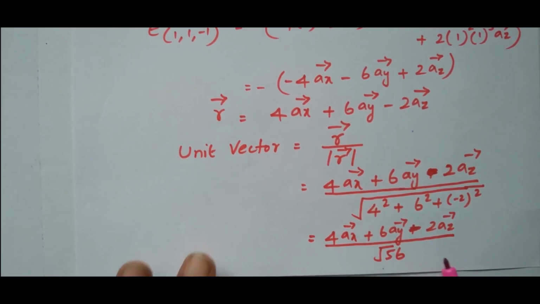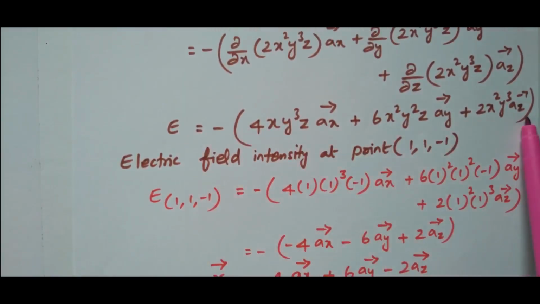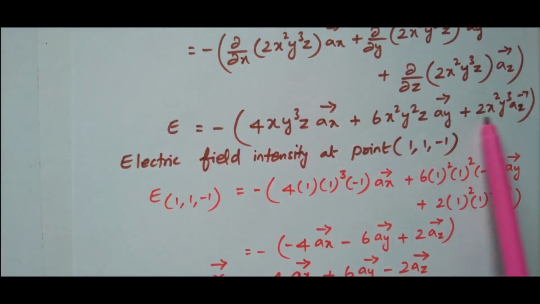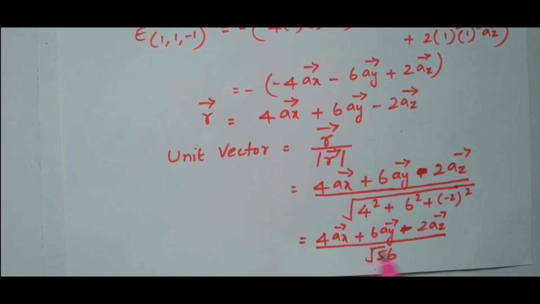So this is the unit vector. This is nothing but the electric field intensity we calculated from the potential. This is the first answer, electric field intensity. After substituting the point, we got the unit vector, this value.